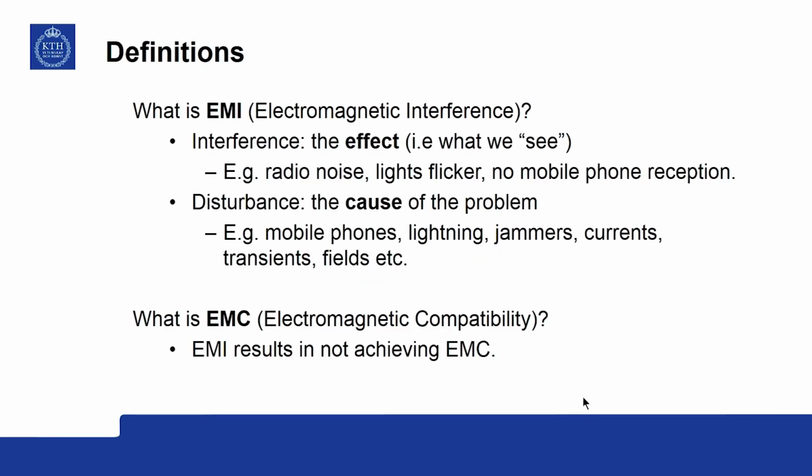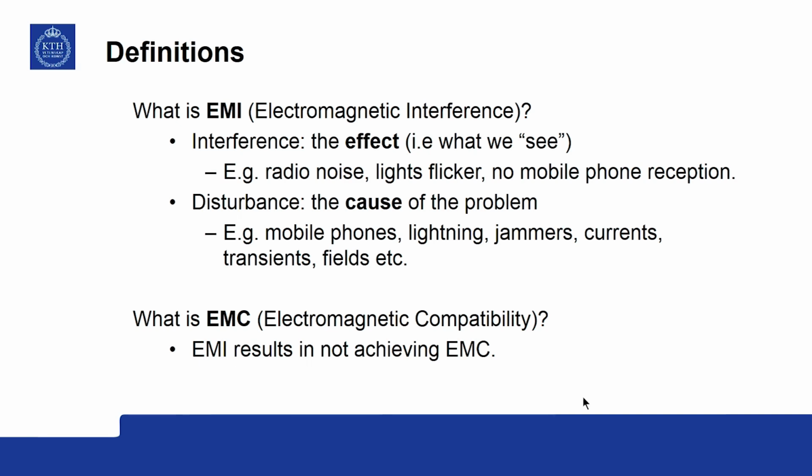So, what is EMI? It is interference. It is the effect, what we see or what we experience, for example, radio noise, light flicker, no mobile phone reception due to some reasons. And what is disturbance? The cause of the problem. For example, it can be mobile phone transmitters, lightning, jammers, currents in some circuits, transients, fields, etc.